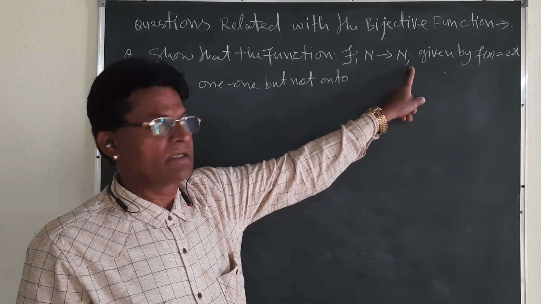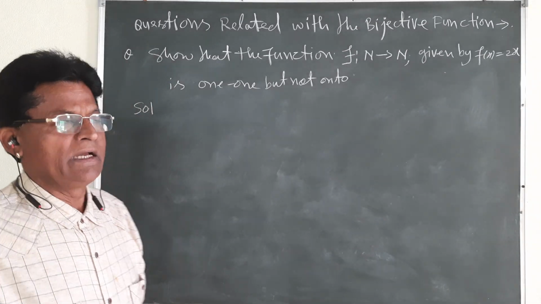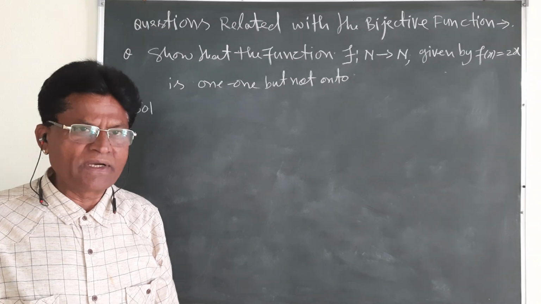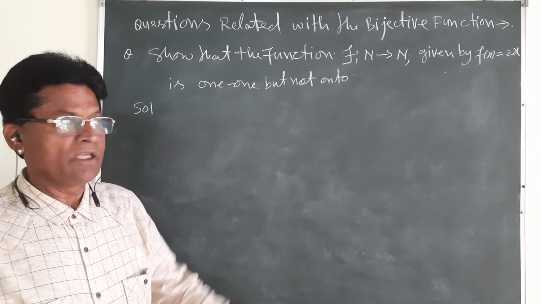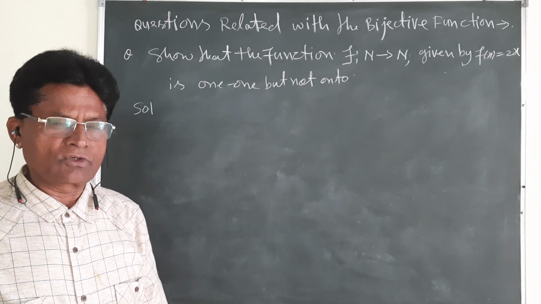That is why you see carefully. The function is given by f(x) = 2x. And what will you prove? You will have to prove this function is one-one, but not onto. If you understand this question, automatically you will understand the other questions also.